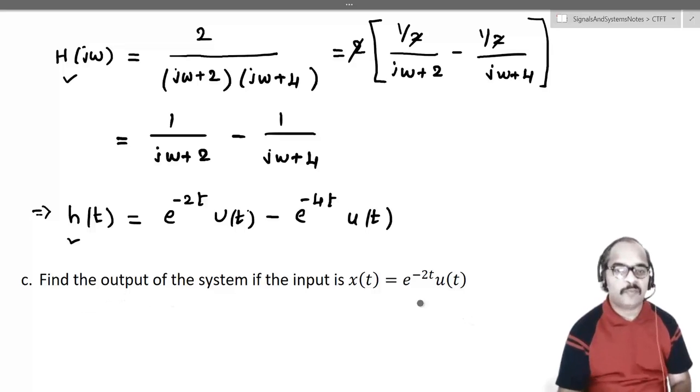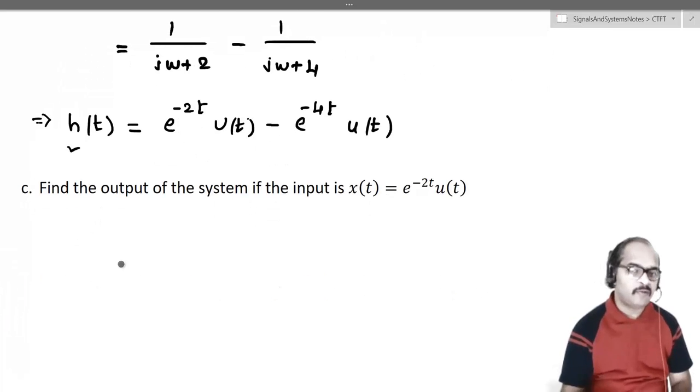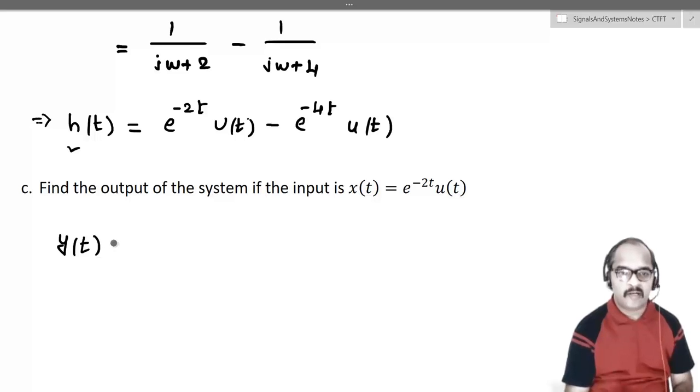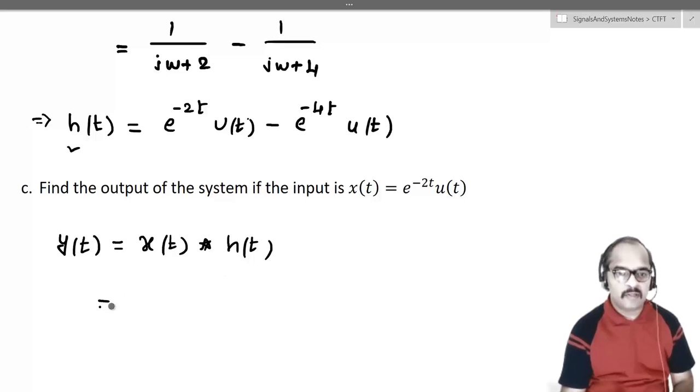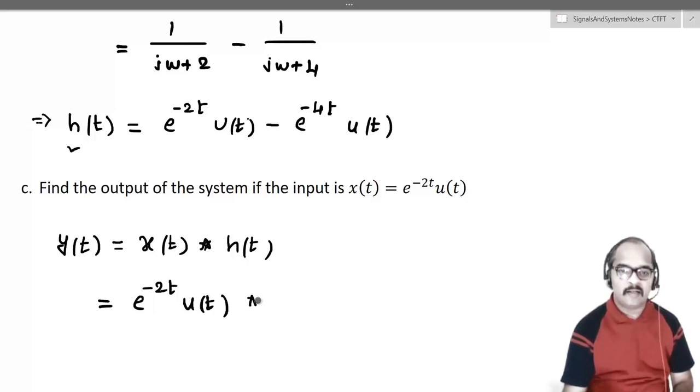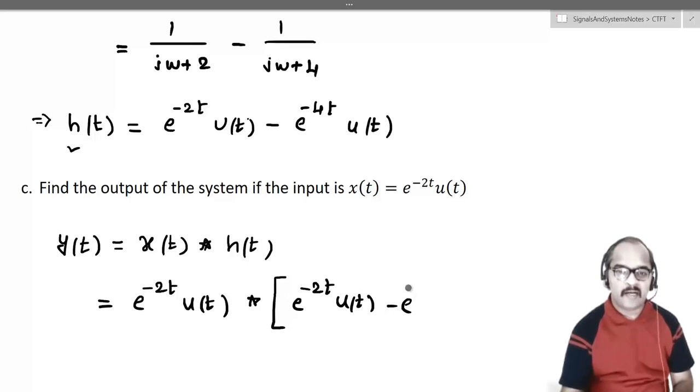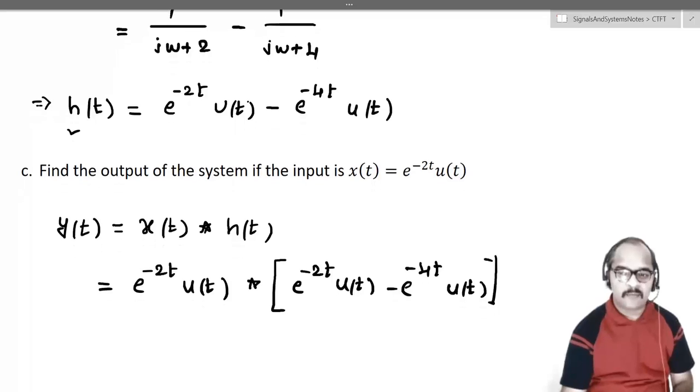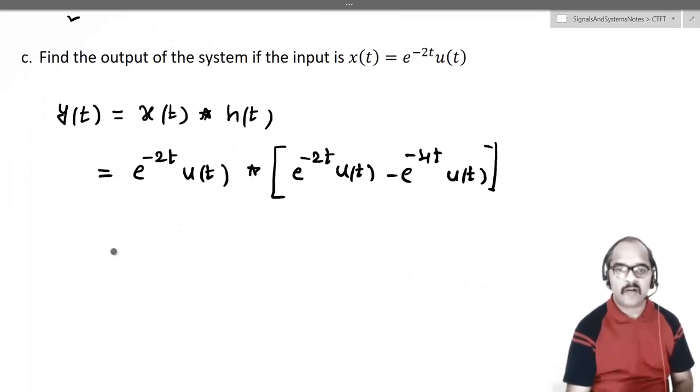Next question is find the output of the system if the input is x of t equal to e^(-2t) u of t. So multiple ways to do, but let us do directly in time domain. So what is the question? We have to find out y of t. Because it is an LTI system, y of t is nothing but x of t convolved with h of t. Correct. So this should be equal to x of t, which is e^(-2t) u of t, and this is convolved with e^(-2t) u of t minus e^(-4t) u of t. Okay, so that would be the overall output of the system.